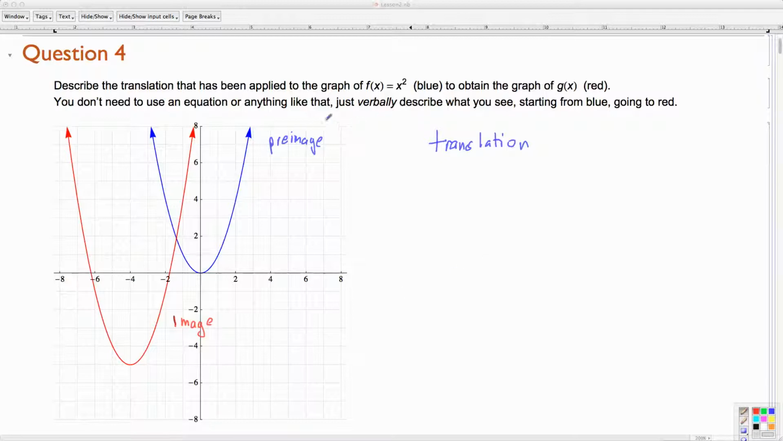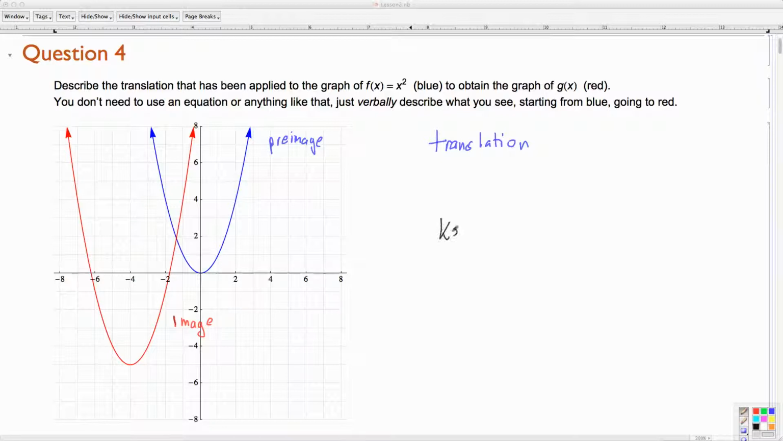And it says here not to use any kind of equation, just to verbally describe what we see. Very soon in the course we're going to be actually using numbers to describe these transformations, but for now we're starting simple and we're just describing these things with words. Okay, so I'm going to use black as sort of generic color here.